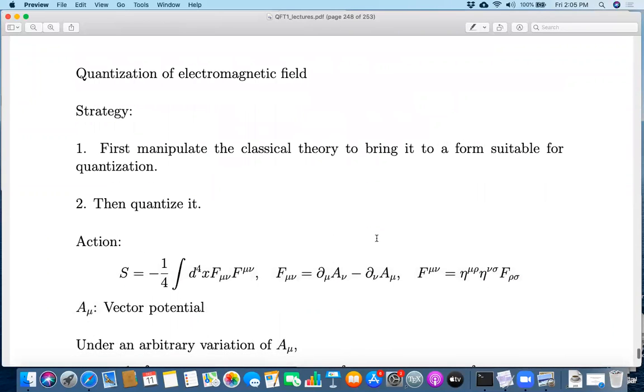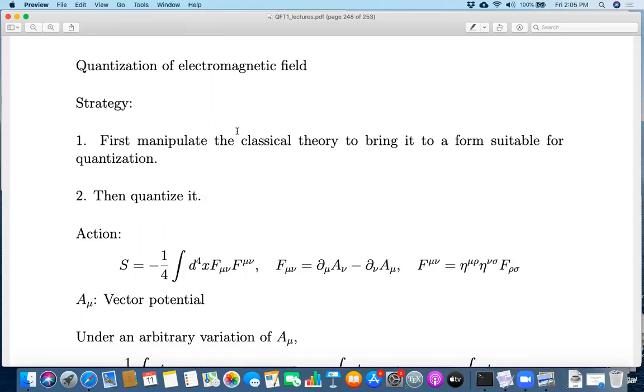So we'll start with something that you are familiar with, quantization of the electromagnetic field. In fact, today's lecture will not be on quantization. Today's lecture will be on some manipulations involving the classical electromagnetic field. Because the strategy that we'll be following is that first we will try to manipulate the classical theory of electromagnetism and bring it to a form that is suitable for quantization, and then quantize it. Because as we will see, in the original form, it's not very suitable for quantization. It doesn't satisfy the usual properties that allow you to quantize it immediately.